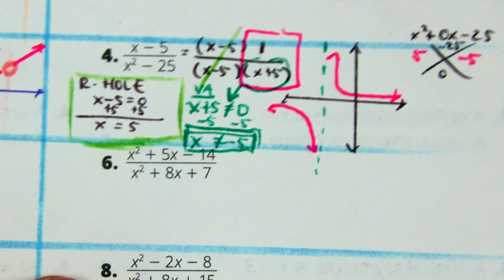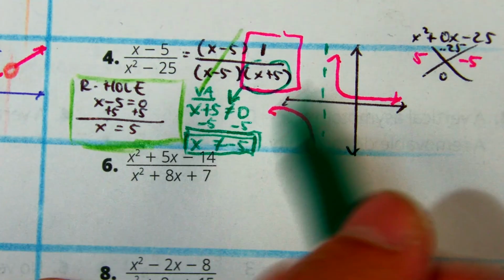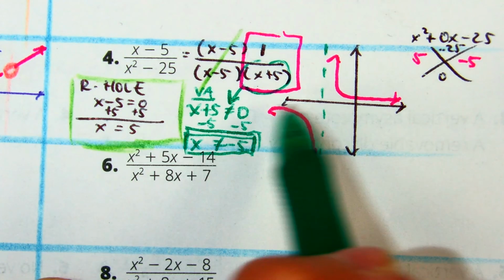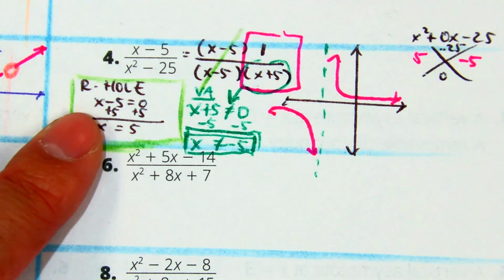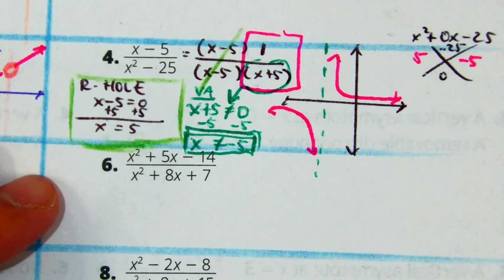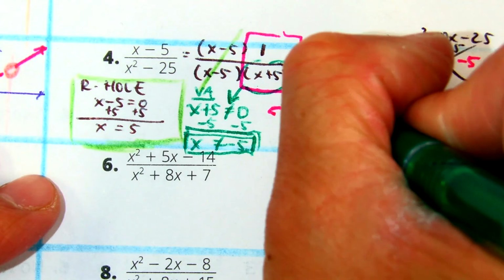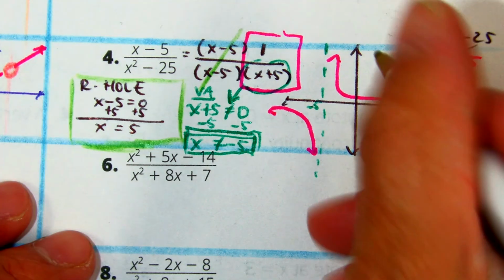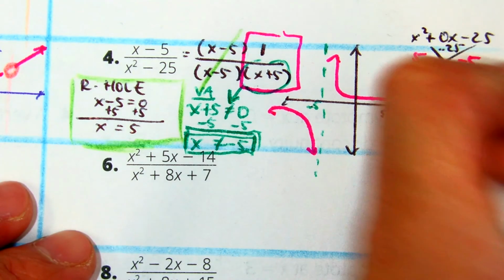This graph proves that there is no hole at 5. Oh, sorry, there is a 5. So this one is negative 5. Let's put a negative 5 right here. And let's just say arbitrarily this one is 5. So I should have had a hole right here.